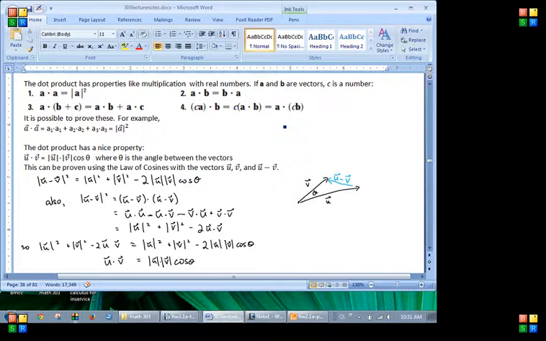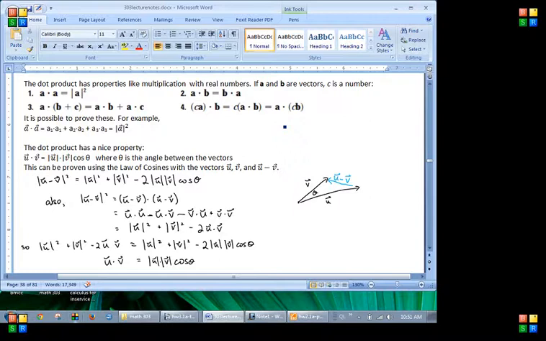So you calculate that out, and what do you get? You get u dot u, we now know is the magnitude of u squared. V dot v is the magnitude of v squared. And then we know u dot v and v dot u are the same thing because it's commutative. So we have that it's minus 2 times u dot v.